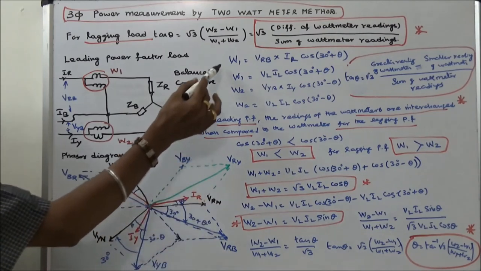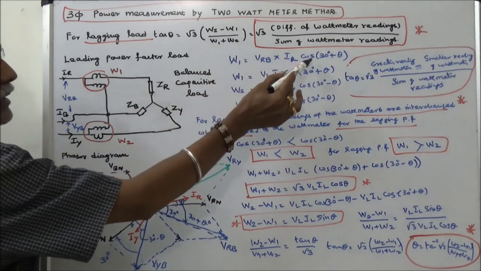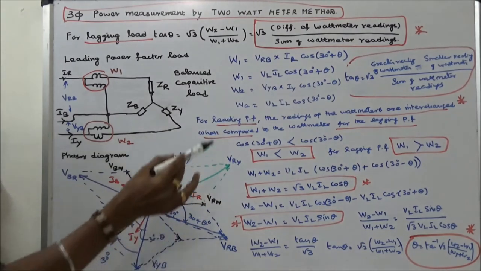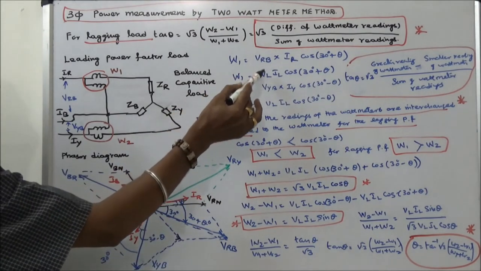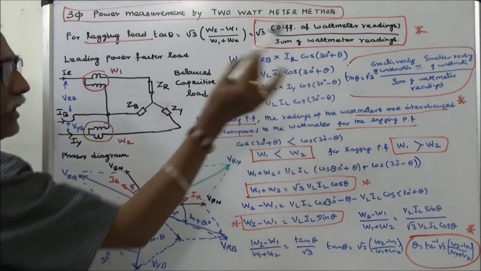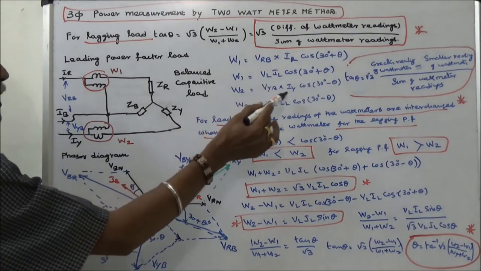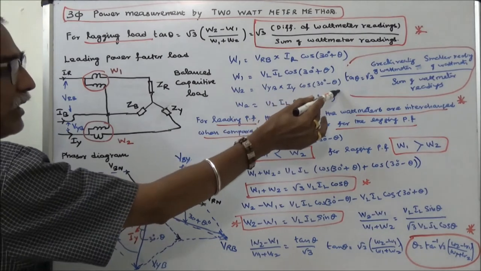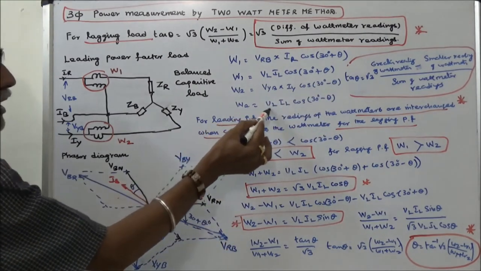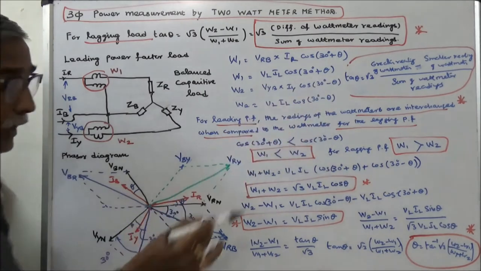I can write W1 is equal to VRB into IR into cos(30 plus theta). So W1 is equal to VL into IL into cos(30 plus theta), where VL is the line voltage. W2 is equal to, here this angle is theta. Angle between VYN and VYB is 30. Angle between IY and VYB is 30 minus theta. Therefore, W2 is equal to VYB into IY into cos(30 minus theta), or W2 is equal to VL IL cos(30 minus theta).